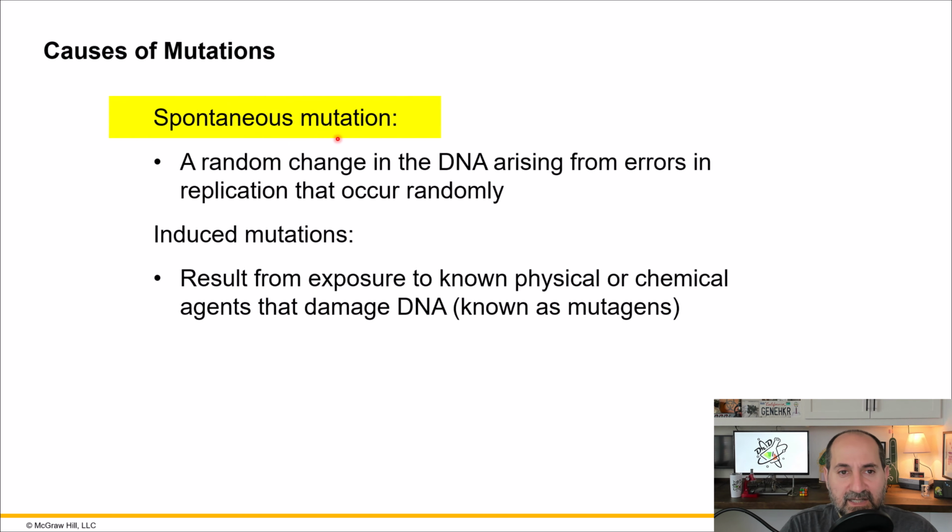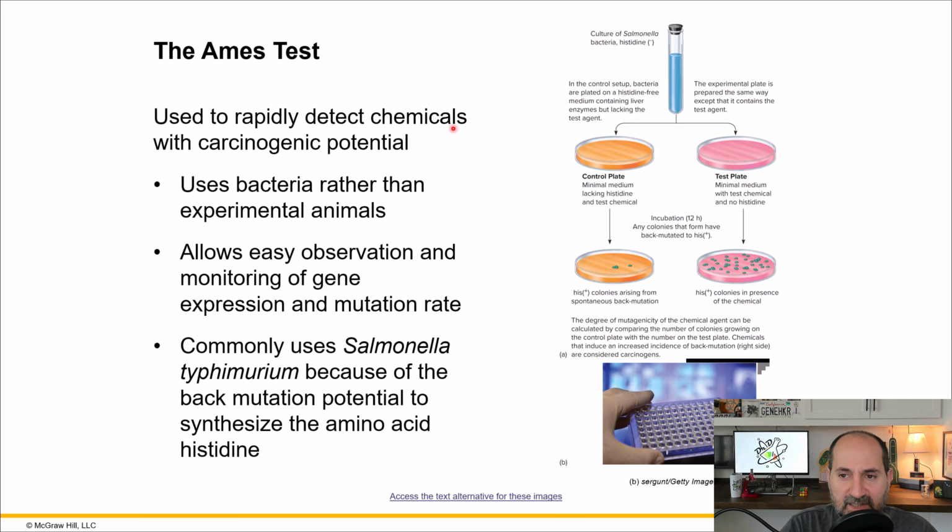There are spontaneous mutations, which are random changes in the DNA just arising from errors in DNA replication. They occur randomly and not by any particular reason. And then induced mutations, which result from exposure to physical or chemical agents that damage the DNA, known as mutagens. The Ames test is a test that is done to look for mutagens.